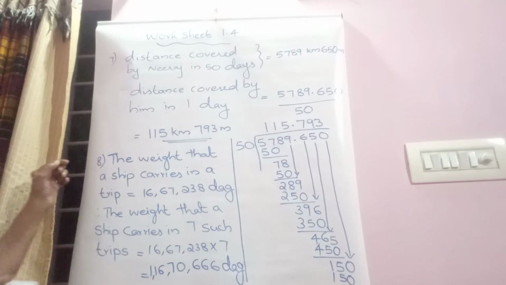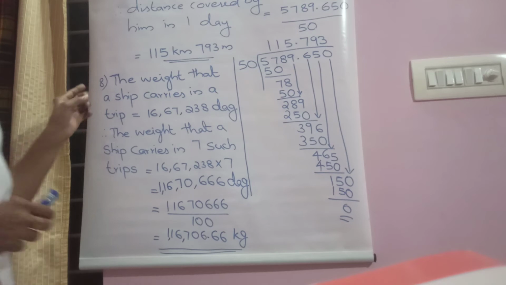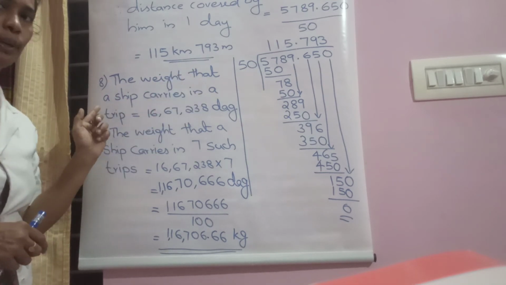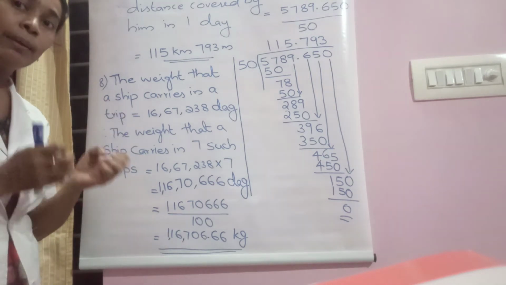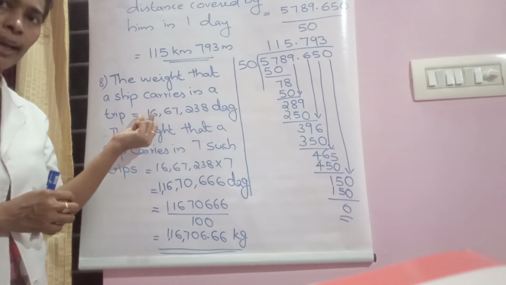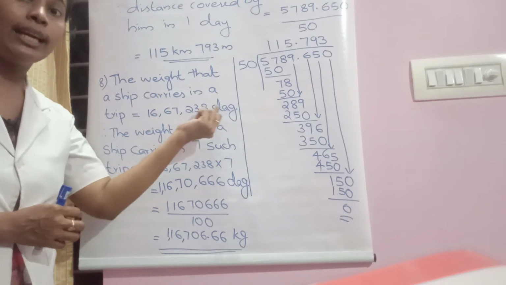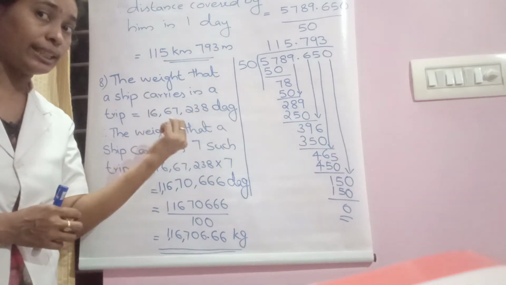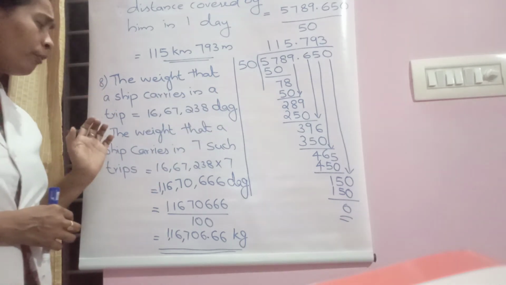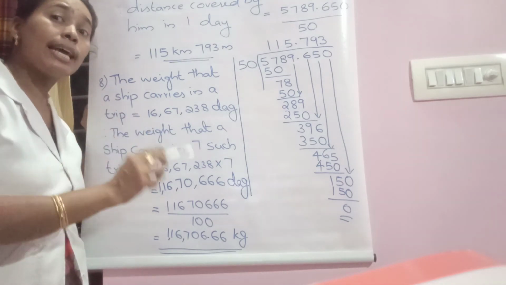Let us move to the second question. What is given in the second question? The weight that is carried by a ship in a trip is given as 16,67,238 decagram. Which unit is given? Decagram is given. And they told us to find the weight carried by the same ship in 7 such trips.